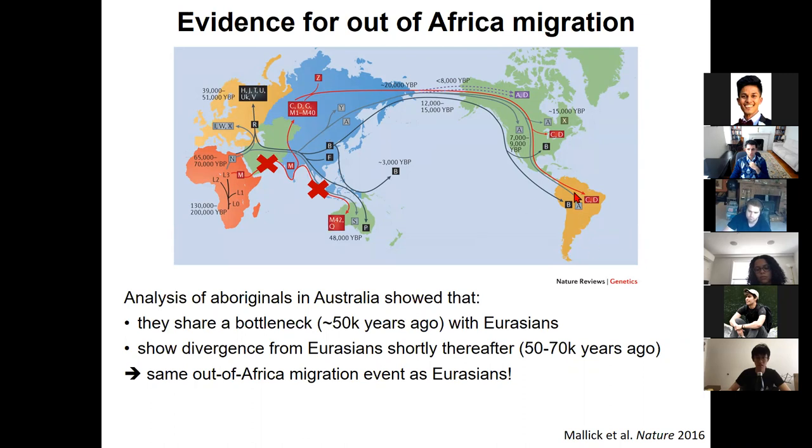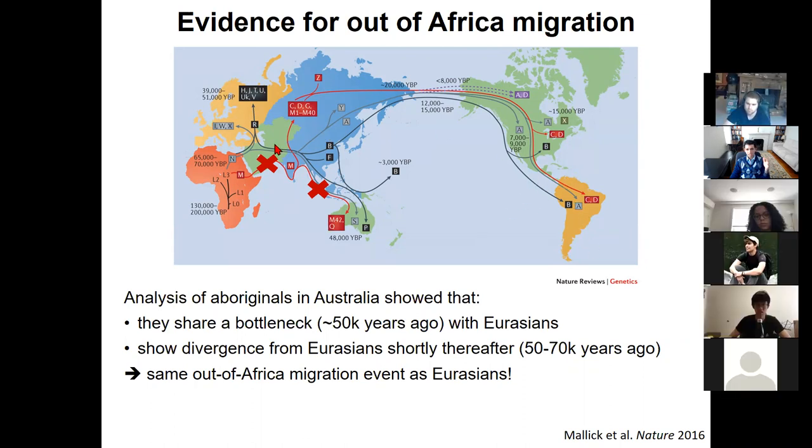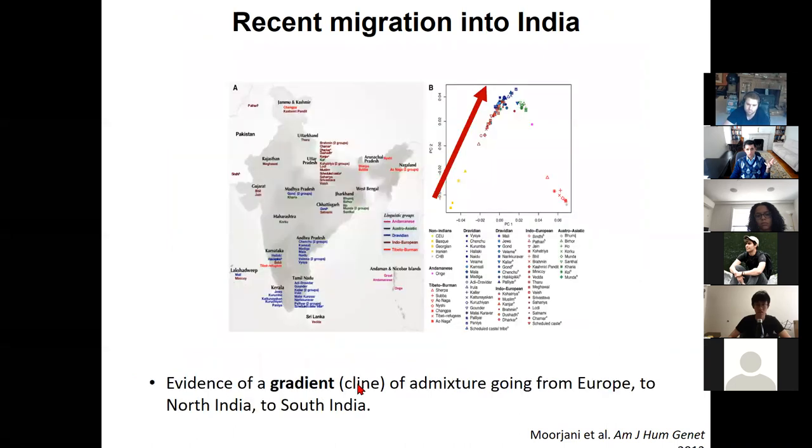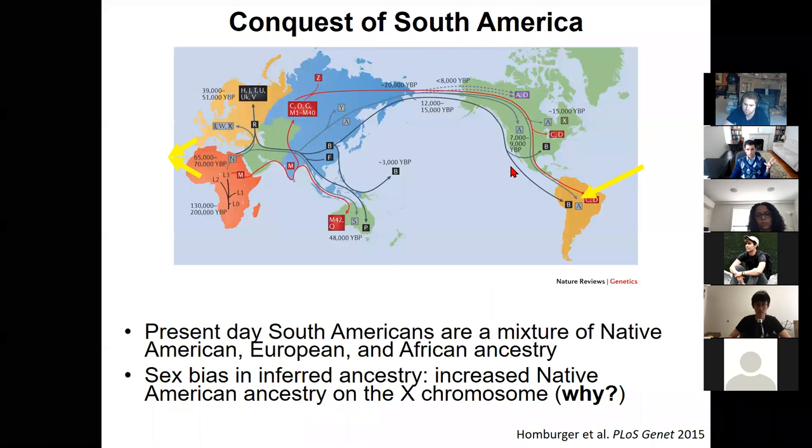So if you look at the aboriginals in Australia, you see that it's the same out of Africa event and that it actually coincides. If you look at North Indians, you see this evidence of admixture with Eurasians, but you don't see that in South Indians, which suggests another migration concurrent with both history and mythology. If you look at the recent migration into India, you see this gradient of admixture going from Europe to North India to South India.